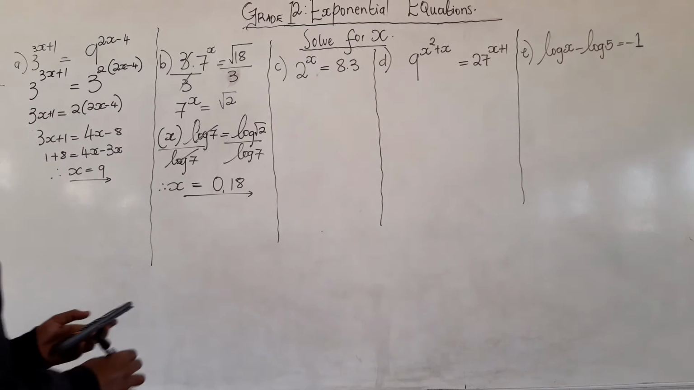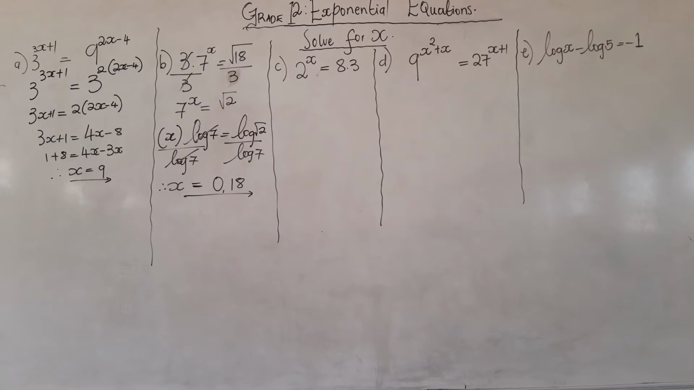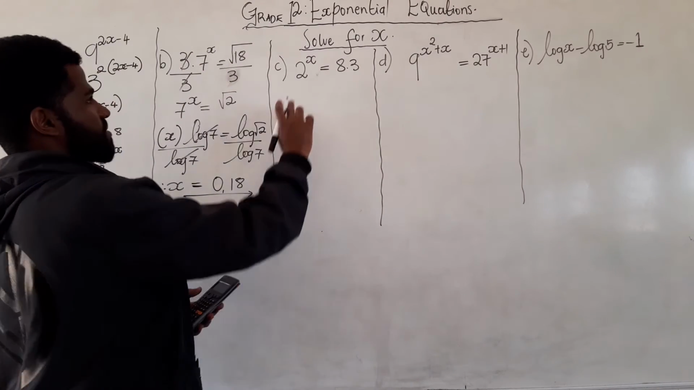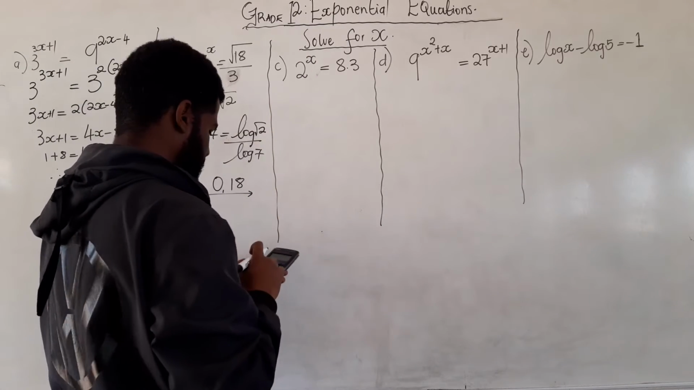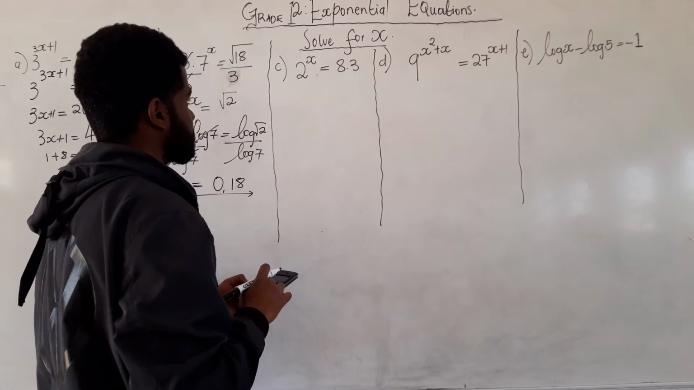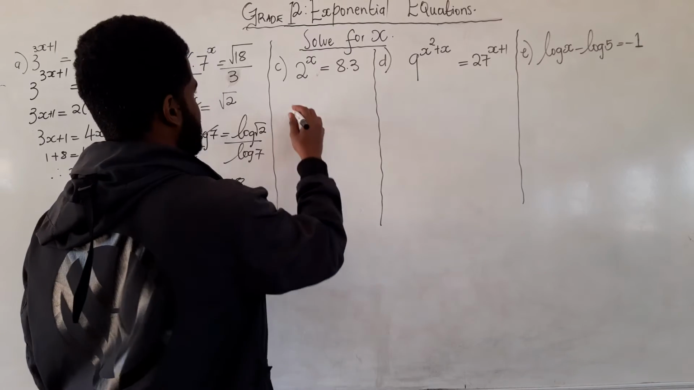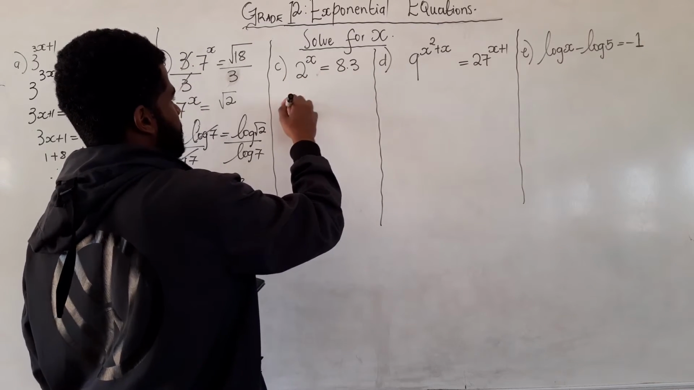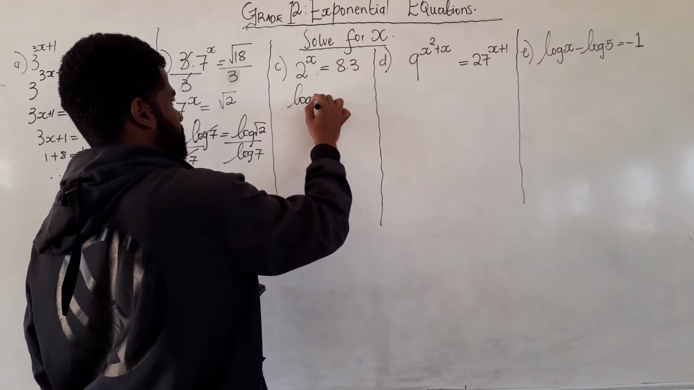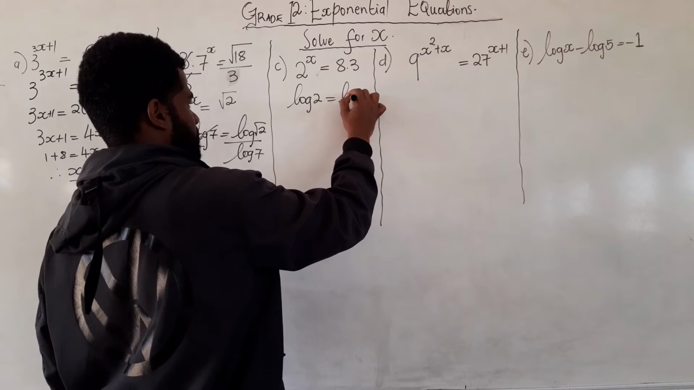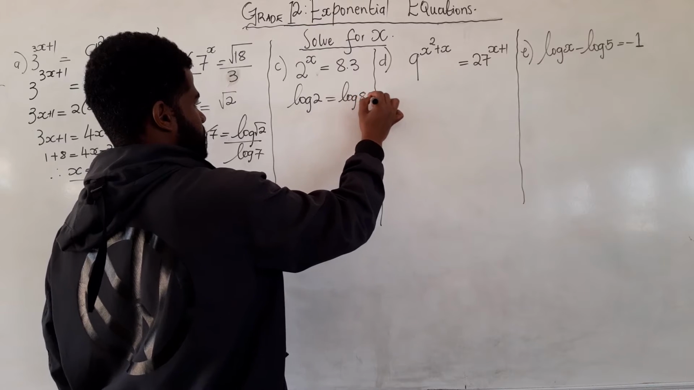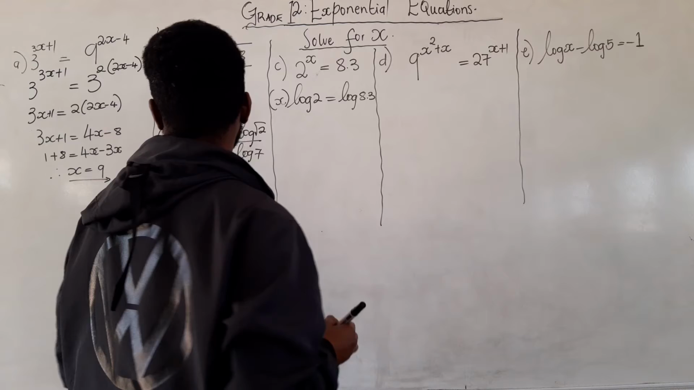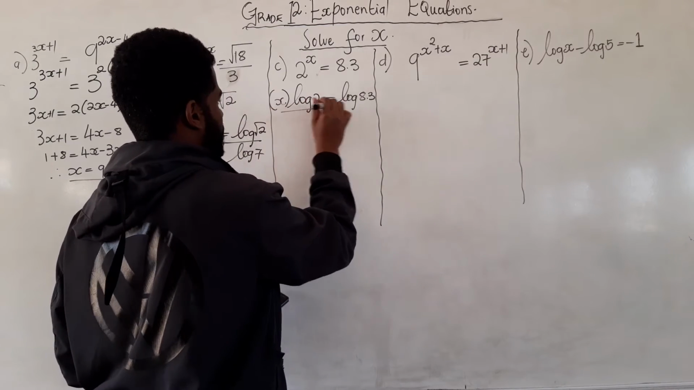Therefore, our final answer is equal to 0.18. Let us go to our third question. 2 to the power x is equal to 8,3, which is 83 over 10. Now, let us use the logarithm laws. Therefore, if we log 2, we also log 8,3. What you do on the left hand side, you also do on the right hand side. Our index becomes the coefficient of log.